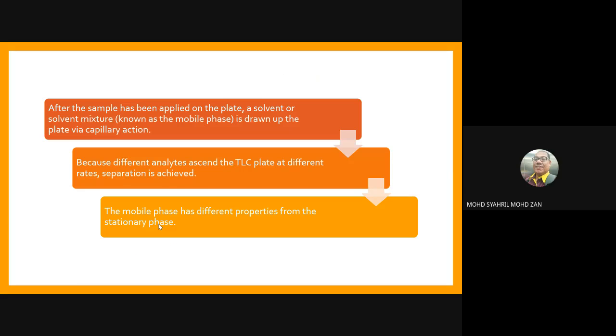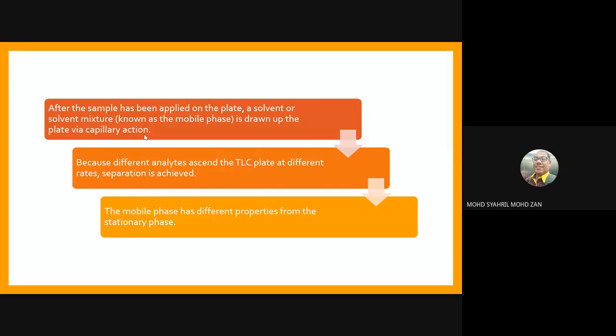After the sample has been applied on a plate, a solvent or solvent mixture known as the mobile phase is used. So we have our sheets, and the sheets have adsorbent material. That adsorbent material is known as the stationary phase. The substance we drop onto the stationary phase is known as the solvent. That solvent we call the mobile phase. It is drawn up the plate via capillary action, so it moves by capillary movements.